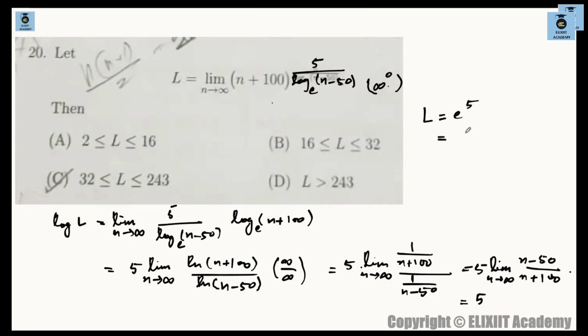Now e raised to the power of 5, the value of e is 2.718. Approximately, you all can take it to be 3 raised to the power of 5, and 3 raised to the power of 5 is approximately 243 only. So 2.718 whole raised to the power of 5 will be somewhat less than 243. Okay, so definitely option C must be correct. L must be lying in between 32 and 243, because this cannot exceed beyond 243. So L is less than or equal to 243 and greater than 32.